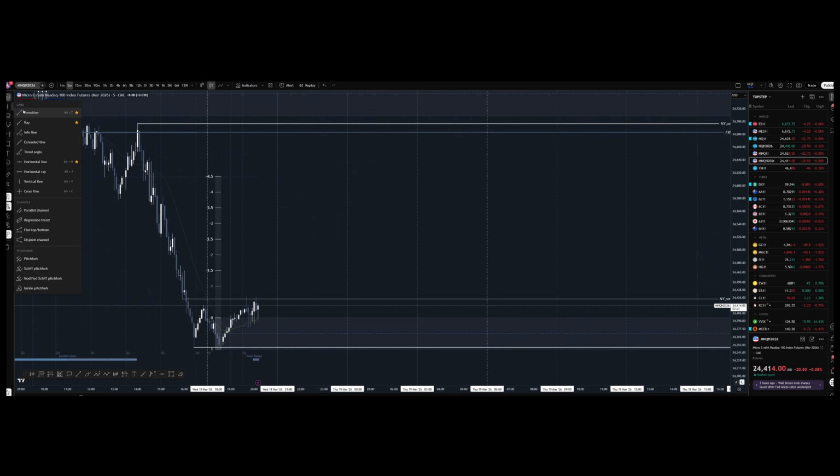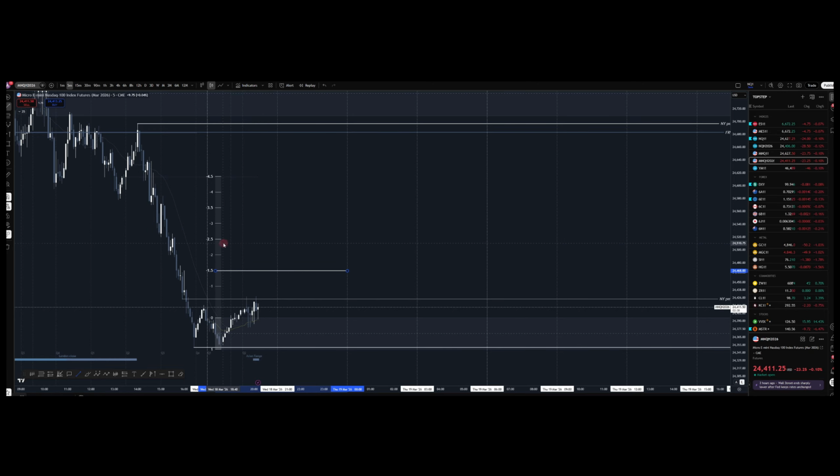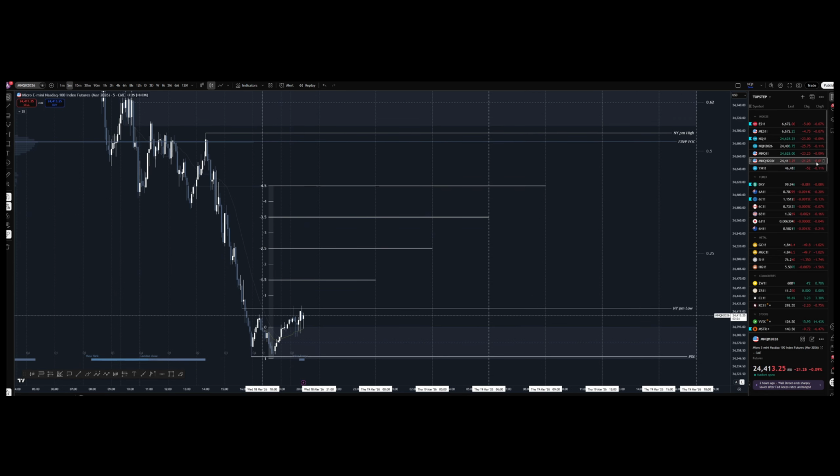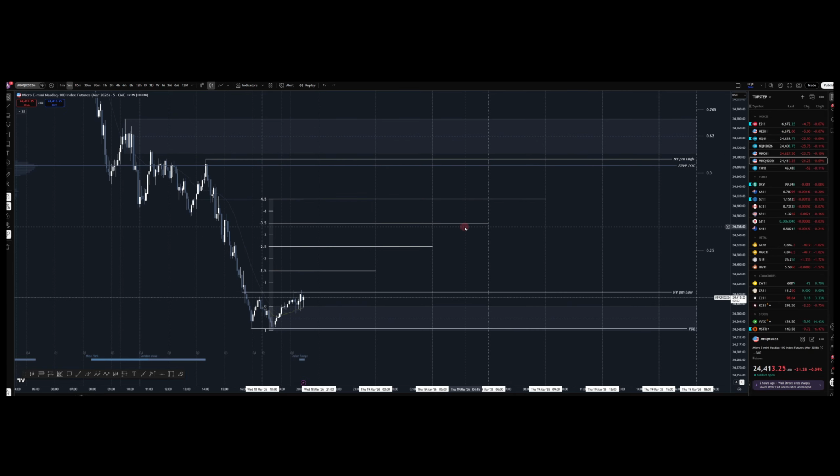All right, we'll put on the standard deviation levels, so 1.5, 2.5, 3.5, and 4.5. So if we do get up to that 1.5, we can look for an SBS to come in, or a re-accumulation to then push to that next level.